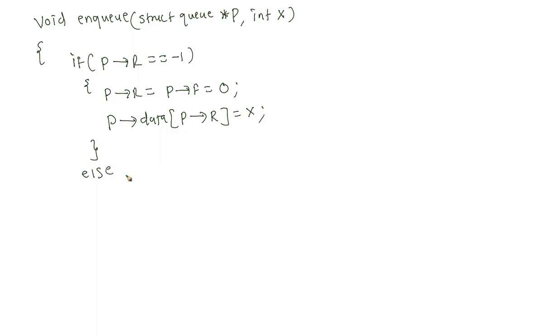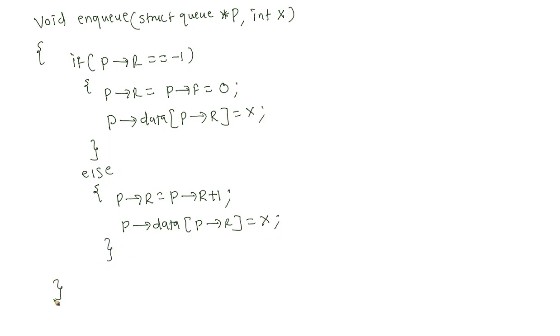Else means the queue is not empty. There are some elements already present in the queue. The queue is partially full. In this case, what will we do? We will simply increment r by 1. So p arrow r equal to p arrow r plus 1. And then we'll go to the data array, p arrow data of p arrow r equal to x. That's it. That's the enqueue operation. So two situations, we have clearly seen those in the previous videos. If you have not watched those videos, please watch them.